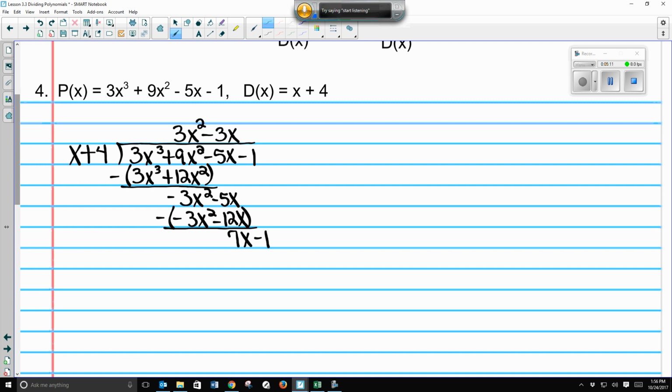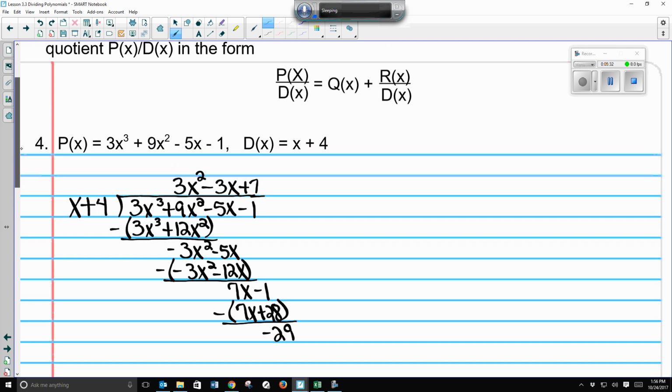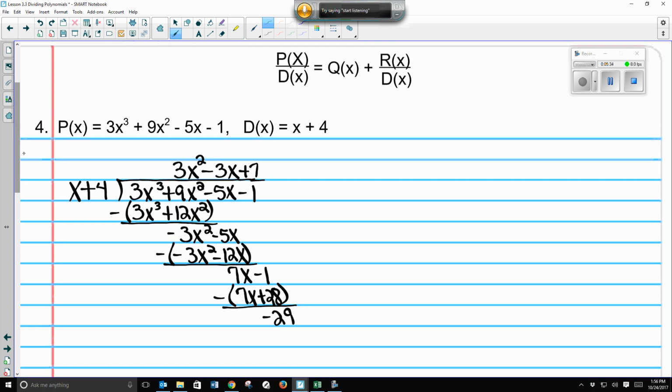And then x goes into 7x 7 times. 7 times x is 7x. 7 times 4 is 28. You're subtracting that, which gives negative 29. Negative 29 is your remainder, and the way you answer it is in this form: 3x squared minus 3x plus 7 minus 29 over the divisor.